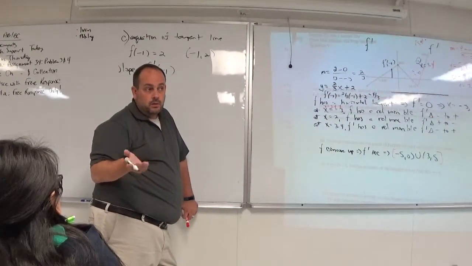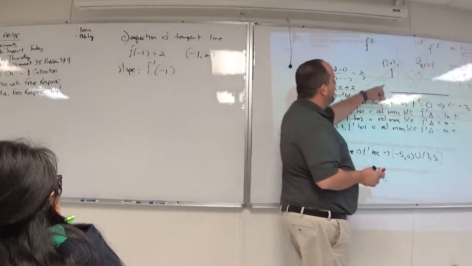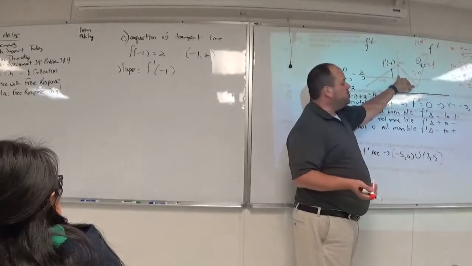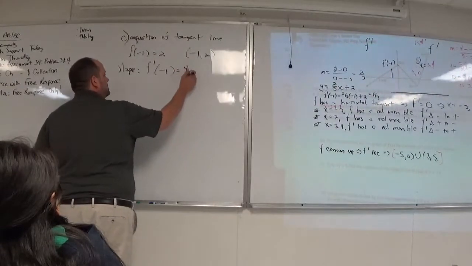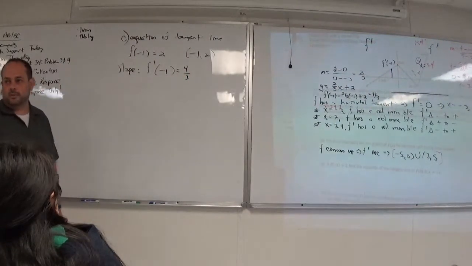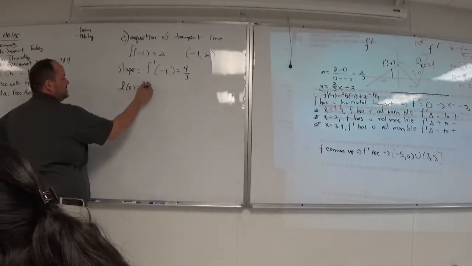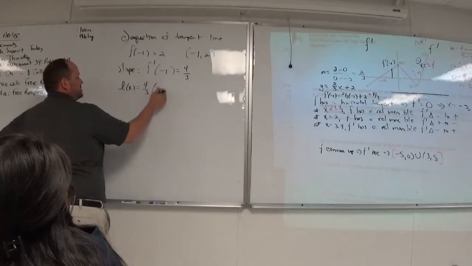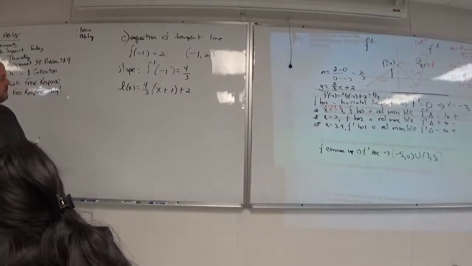Yes. Look at the graph. Because that's 1 point something. We know, because we're above that first tick mark, we're not up here, that it's 1 point something. You wouldn't have guessed 4/3, but I'll tell you that it is 4/3. Okay, the equation of the tangent line then is going to be L of x equals 4/3 times x minus negative 1, plus 2, which is x plus 1 plus 2.